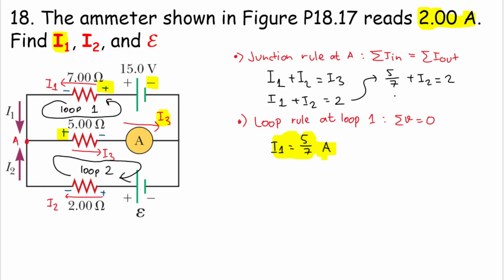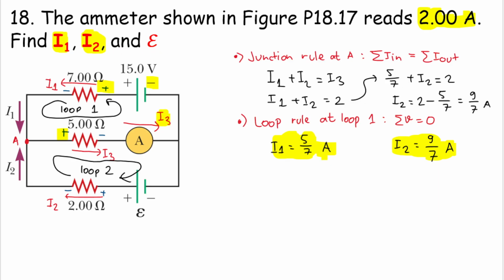So we can isolate for I2 here. So we'll have I2 is equal to 2 minus 5 over 7. So I will have 14 over 7, and so we will have 9 over 7 ampere. 9 over 7 ampere, and that is the value of I2. So I2 is 9 over 7 ampere. And let's also highlight that, because that is also one of the important values that we need to find out.